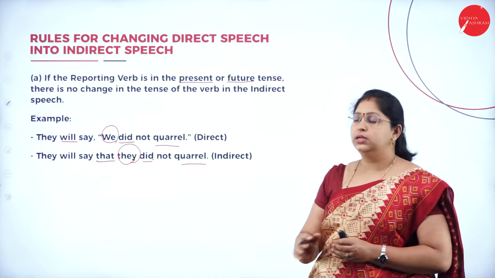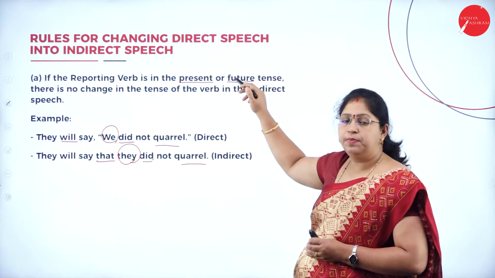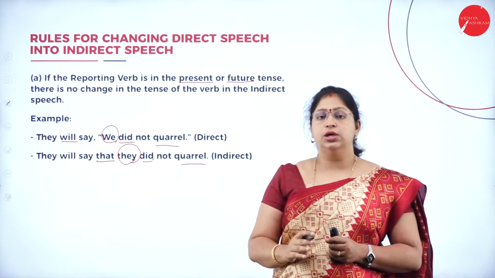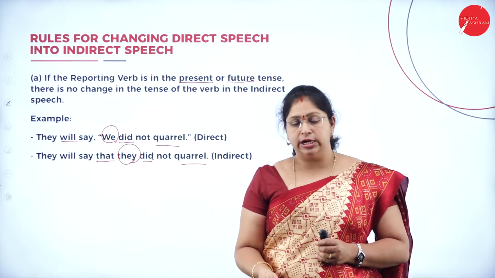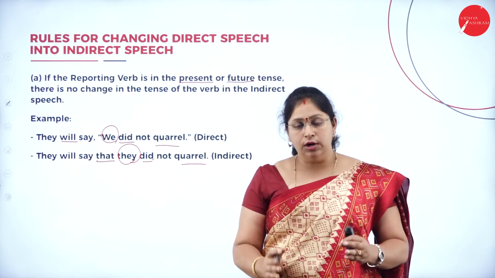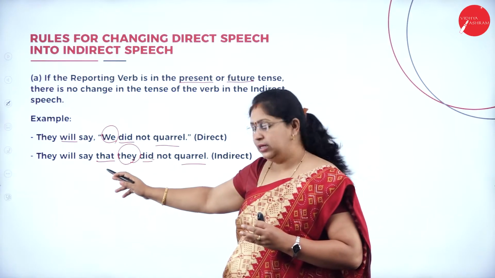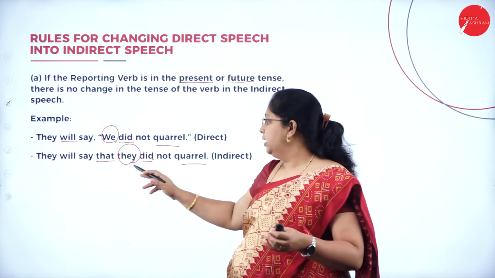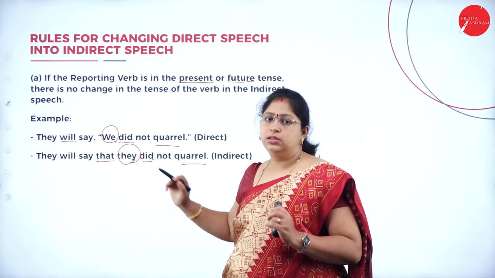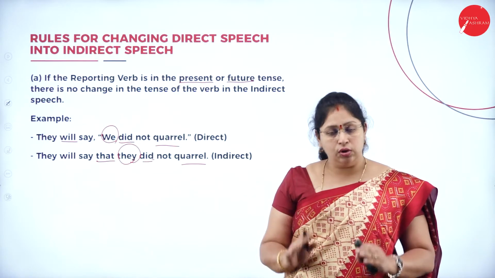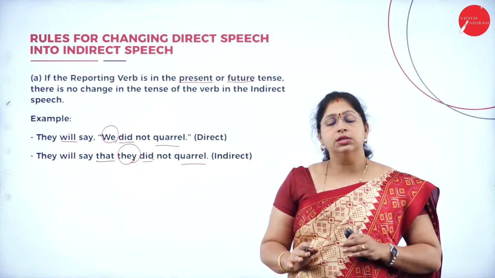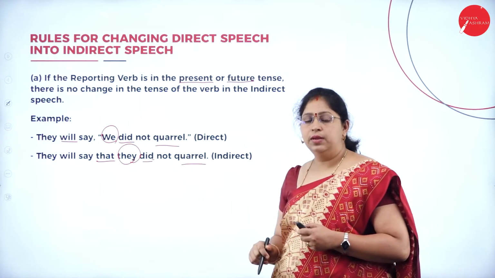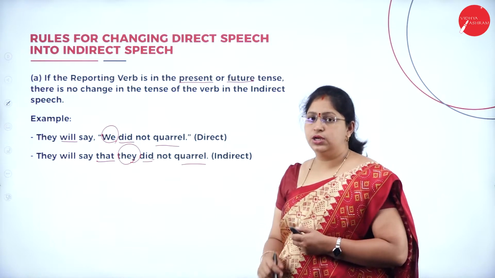When does this happen? When it is in simple present or simple future tense. Remember, when it is simple present or simple future and you are changing direct speech to indirect speech, there will be no change in the verb. What we add is only that, which is always added from direct to indirect, and the first person becomes the third person. These are the only changes we make. What you have to notice is we don't make any changes in the verb. So, the verb remains the same if it is simple present or simple future tense.